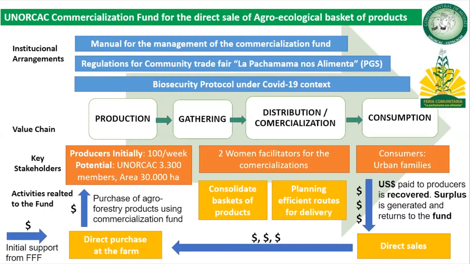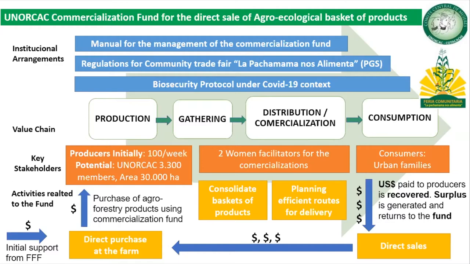We have started to work with producers every week. As I have mentioned before, UNORCAL has 3,300 producers. It's a big potential to scale up inside UNORCAL. And these producers have an area of more or less 30,000 hectares of landscape.